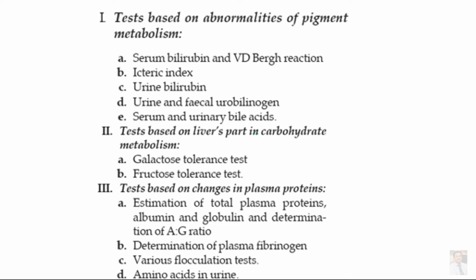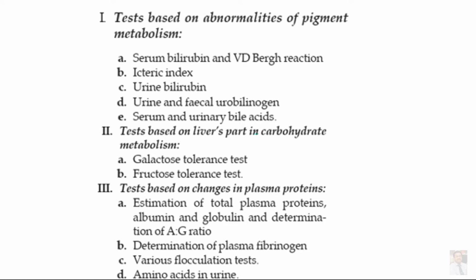So this ratio should be normal, and if the function of the liver is not normal, the albumin levels will be decreased when compared to the globulin. That is an indication of liver pathology. So we can check the function of the liver based on the plasma protein levels. Estimation of total plasma protein, albumin, globulin, and determination of AG ratio. AG means albumin globulin ratio. Based on that, we can come to the conclusion whether the function of the liver is normal or abnormal.